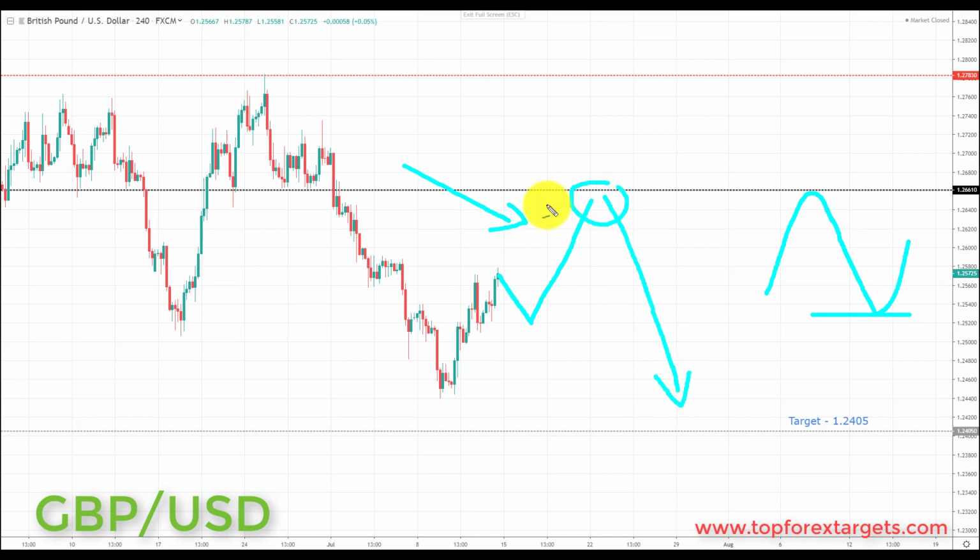So we are going to be focused on other pairs apart from the pound dollar going into next week. But as the pound dollar is structured, we're going to be looking for this deeper correction going towards the 1.26610 this week in the pound dollar.